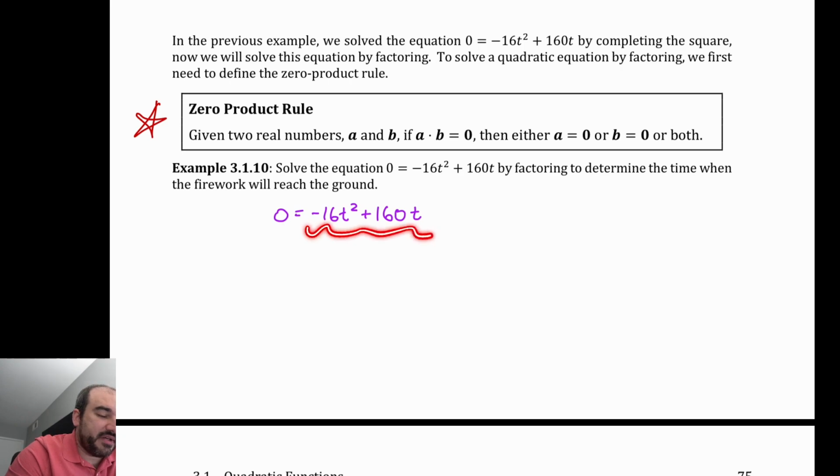Factoring just means factor this expression on the right side. We're no longer completing the square. We're just factoring like we did last time. So we look at what these two have in common first. What do they have in common? What can we factor out?